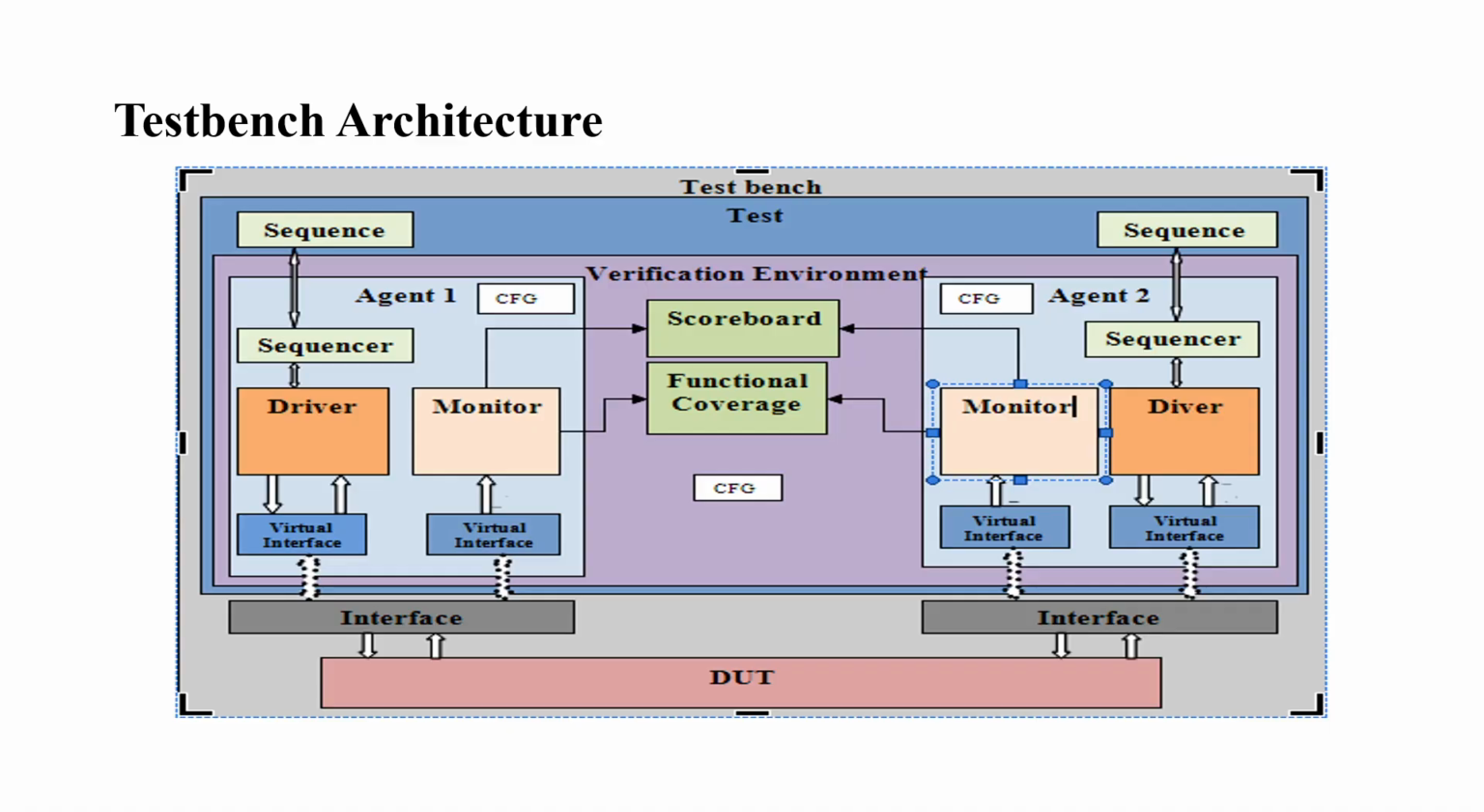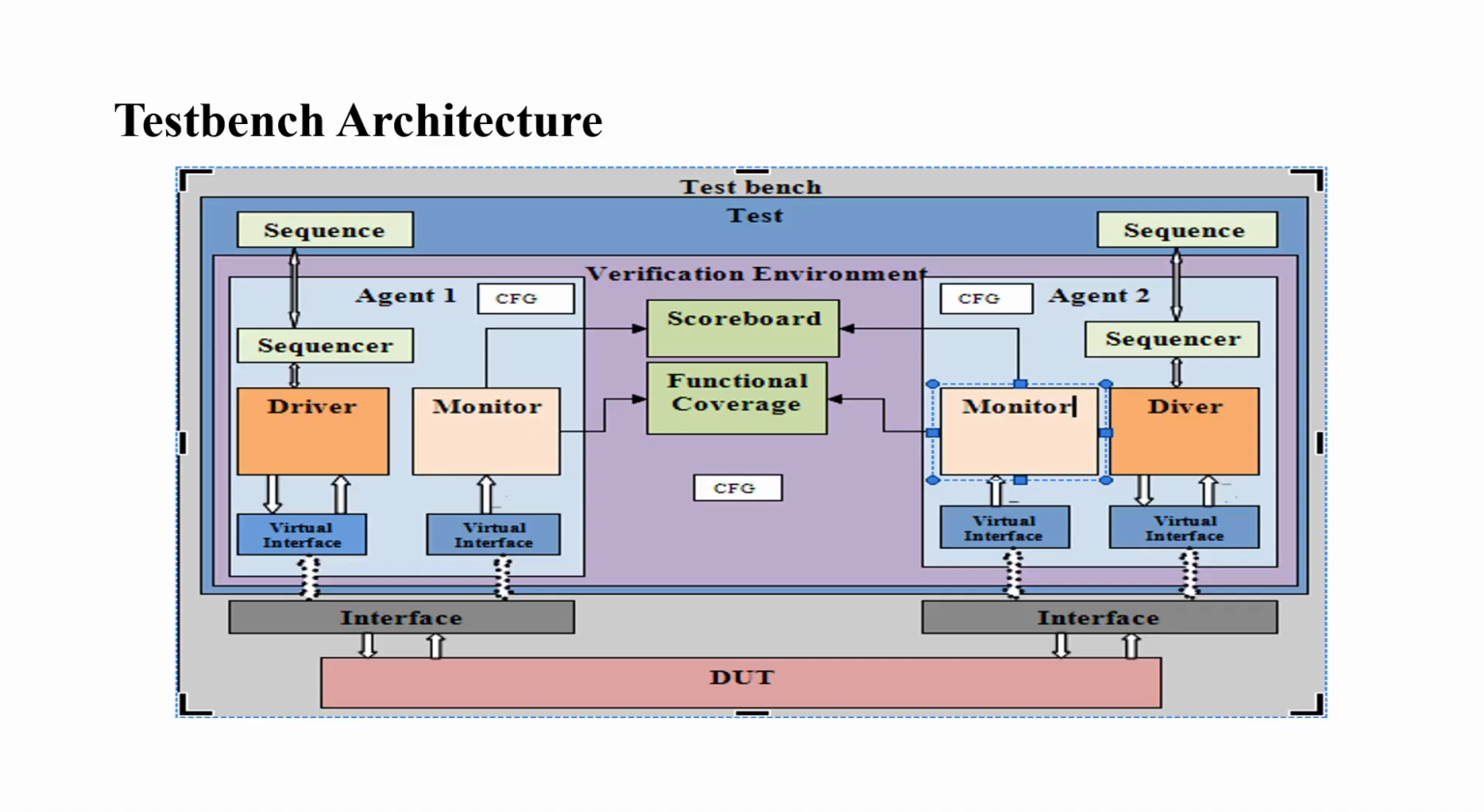Okay, so what is meant by expected data? Whatever input we are going to give to the DUT, that is expected data. What is actual data? Whatever output we are going to get from the DUT, that is actual data. Both the data we are going to compare in the scoreboard.